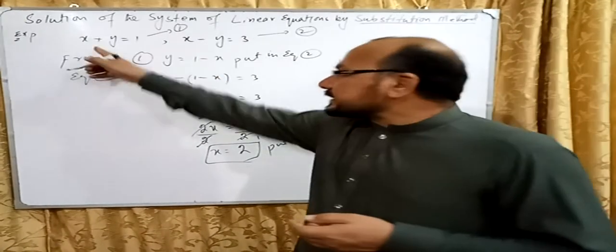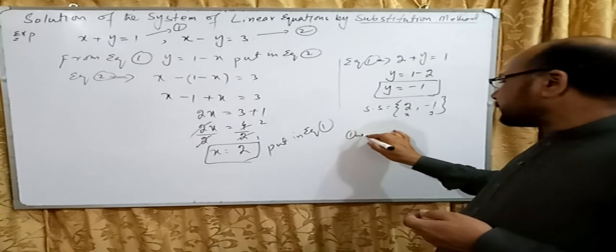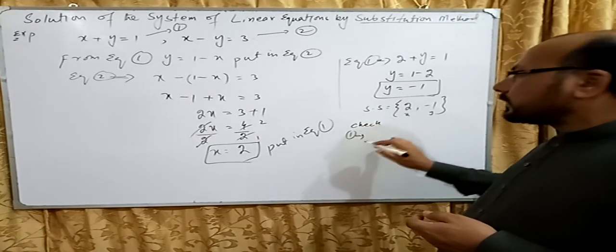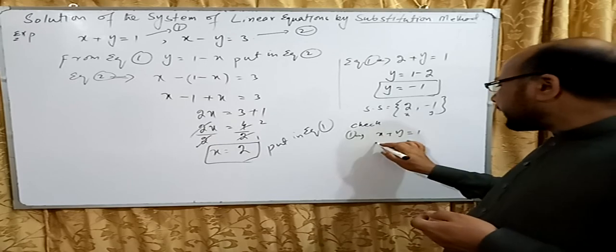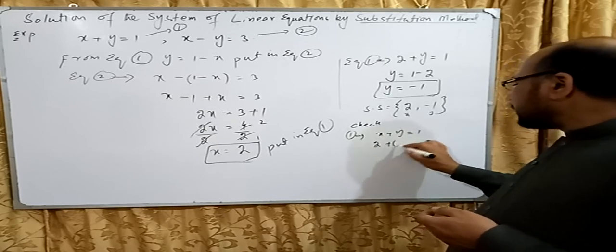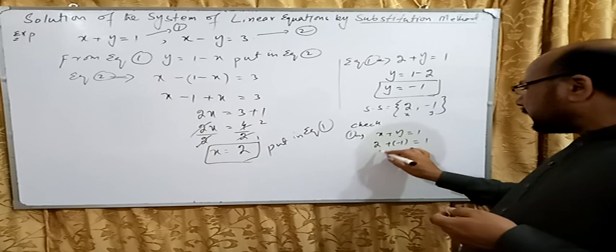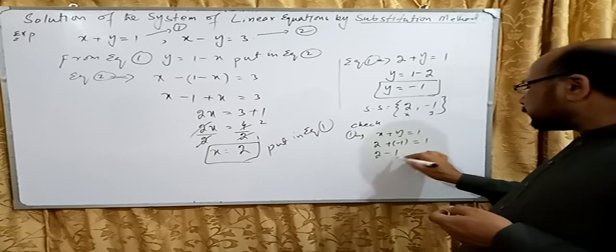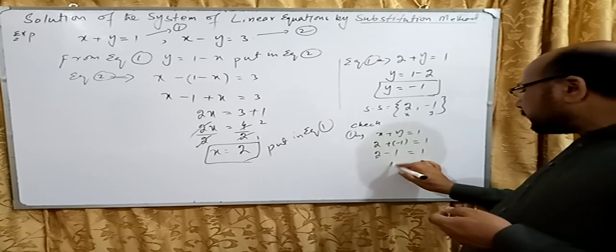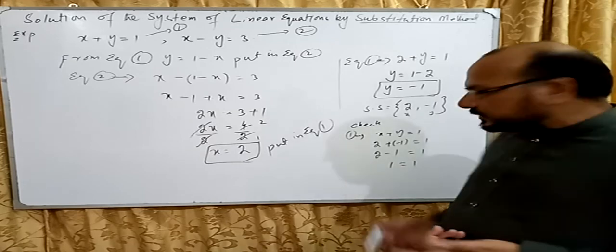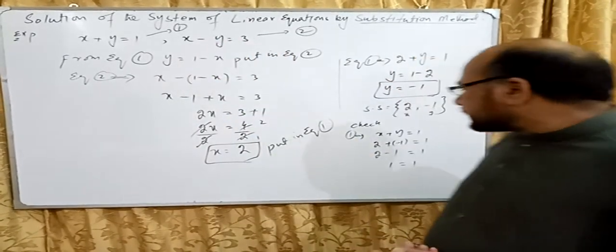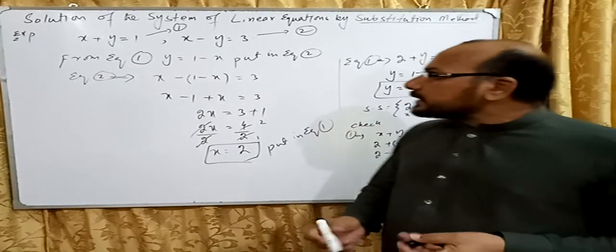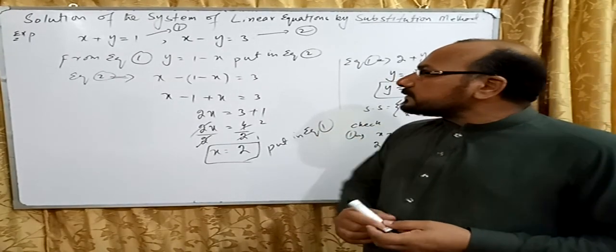If you put them in one equation for checking, x plus y equal to 1. If you put instead of x 2, plus instead of y minus 1, equal to 1, 2 minus into plus, minus 1 equal to 1, 2 minus 1, 1 equal to 1. It will satisfy the equation. The same you can apply here also, so it will satisfy the second equation also. In this way you can find out the solution set of the system of linear equations.